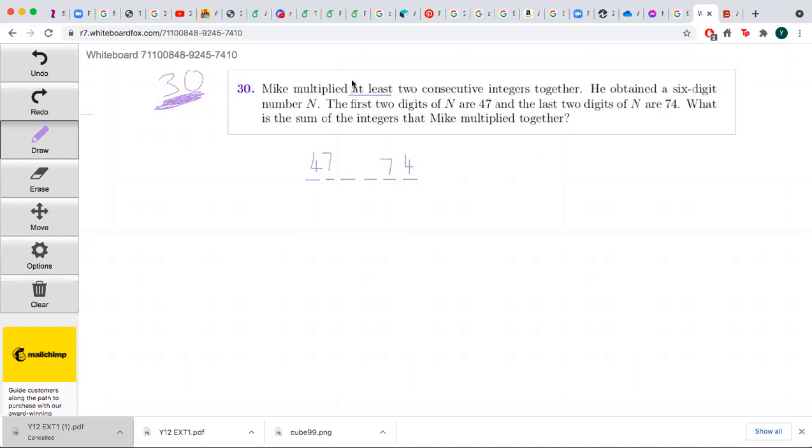Okay, so we're going to first deal with this part of the question. At least 2 consecutive integers. So that already gives us one unknown. And the unknown is how many integers did Mike multiply together? So what we learned at the beginning of the lesson was that the product is just 2.